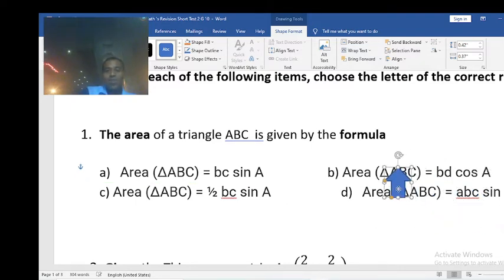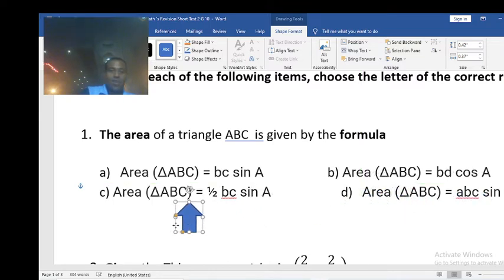area is equal to half bc sine of A. First of all, let's move to the second option. The area can never be written in terms of cosine, so you can exclude B, it's false. Then the area of this triangle being bc sine of A gives 2 times the area, so this is also not true. It is true only if 2 times the area equals bc sine of A. Then move to D, which is the product of the 3 sides multiplied by sine of A. So this is also false.